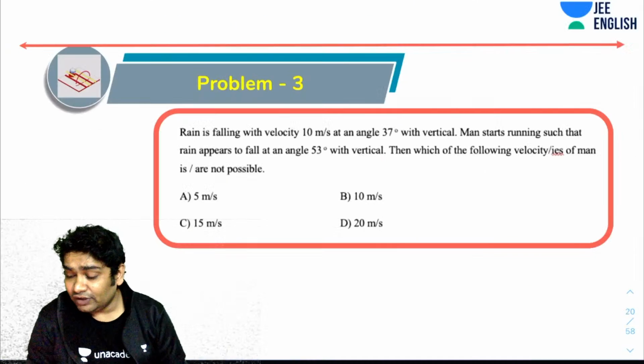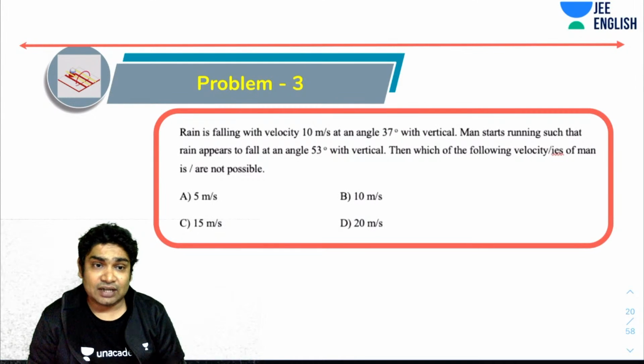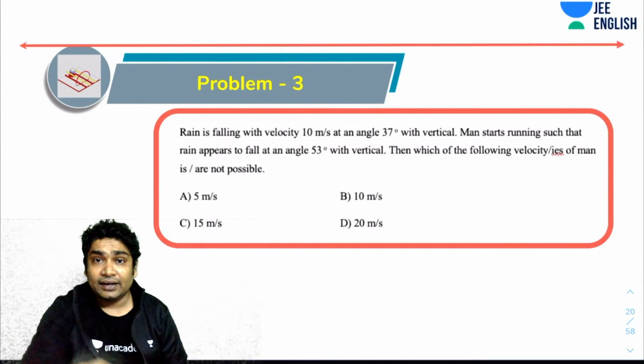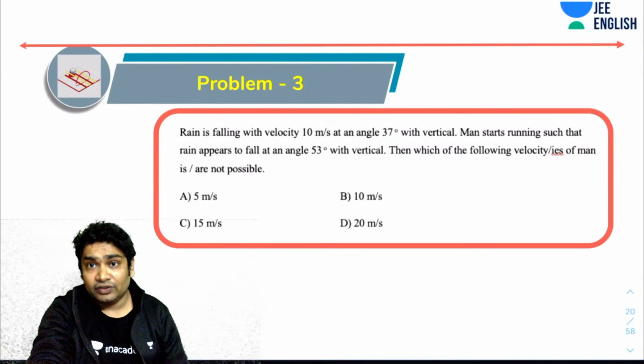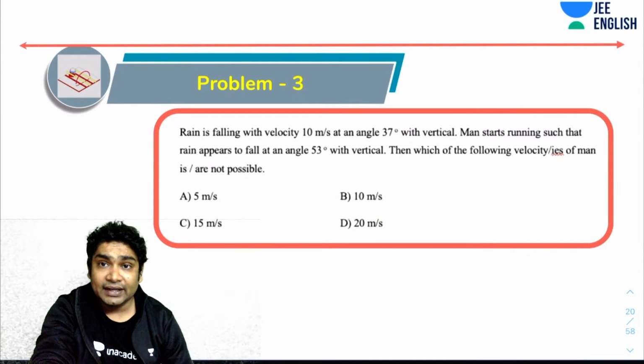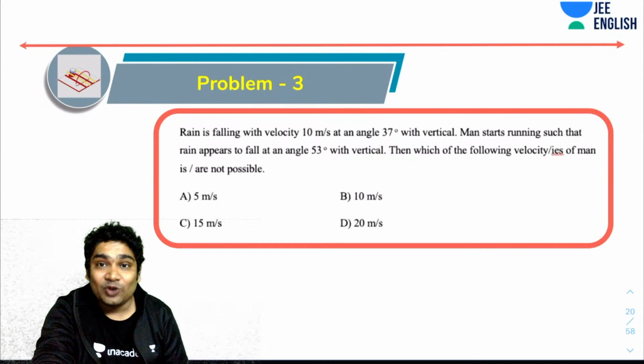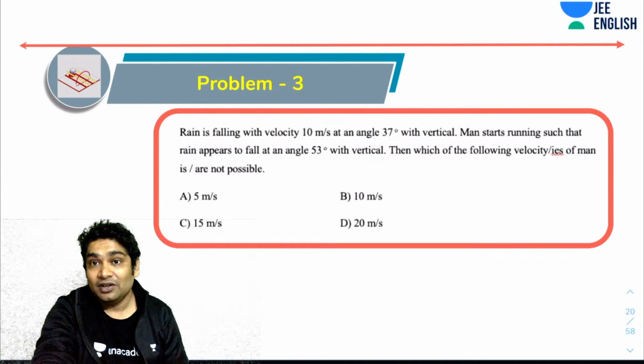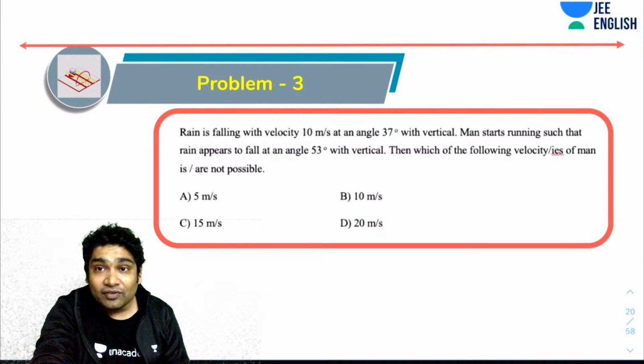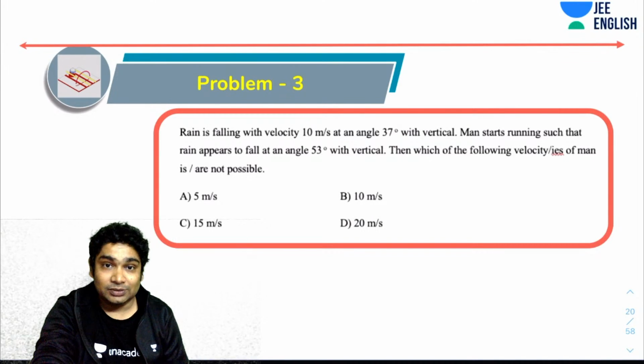Okay. Now moving forward, let's talk about problem number 3 that was asked. Again, this problem says that rain is falling with a velocity of 10 meter per second at an angle of 37 degrees with the vertical. Now, a man starts running such that rain appears to fall at an angle of 53 degrees with respect to vertical. Which of the following velocity or velocities of the man are not possible?